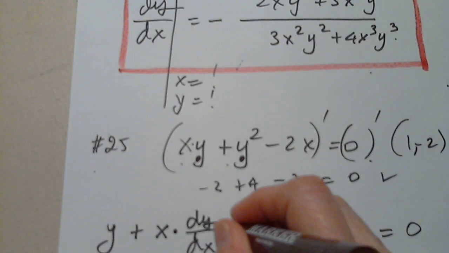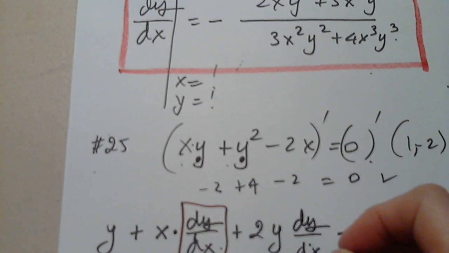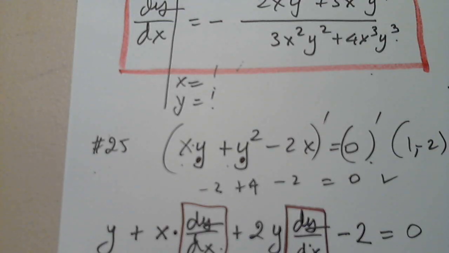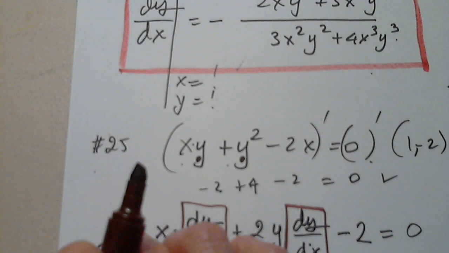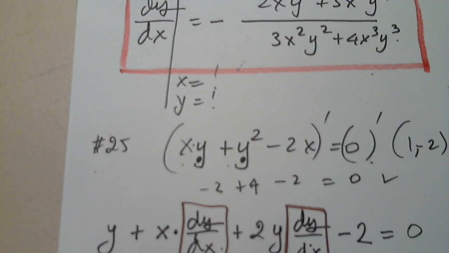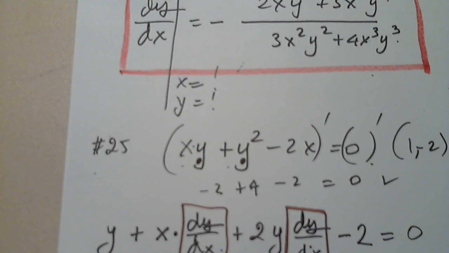Now remember what we're after. We're after this. We're after this. But x and 2y are not like terms. So we have to factor out dy over dx from these two terms. We have to move y to the other side, and we have to move -2 to the other side. What do I have in parentheses?